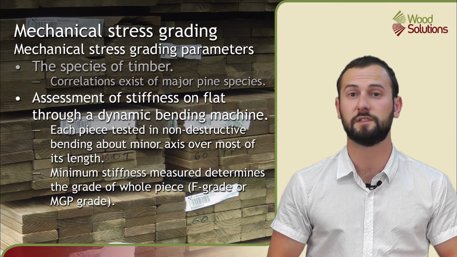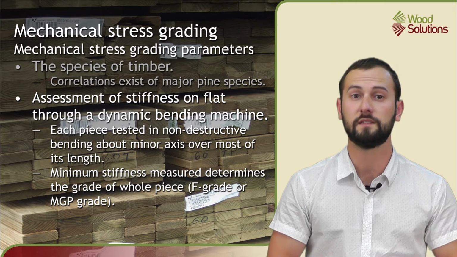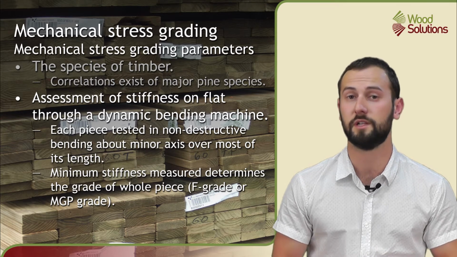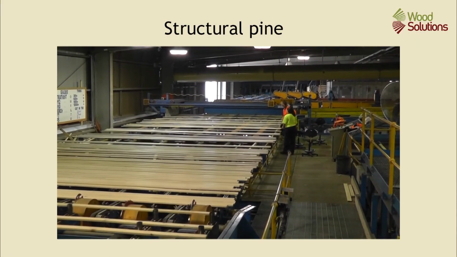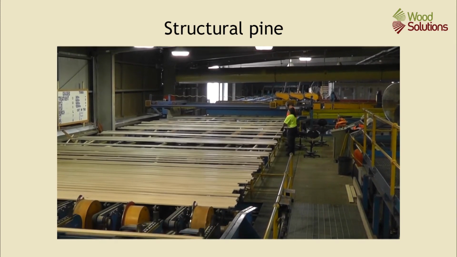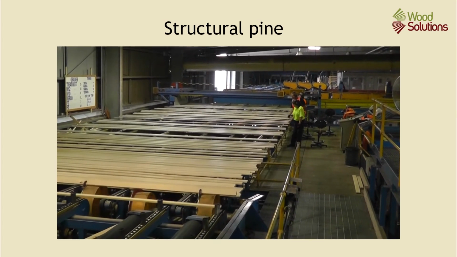The minimum stiffness measured in the piece determines the grade of the whole piece. This can be an F grade or MGP grade. Usually, the grade is sprayed or printed on the board. After the timber is machine graded, it may be visually checked to ensure that the machine grading is robust.